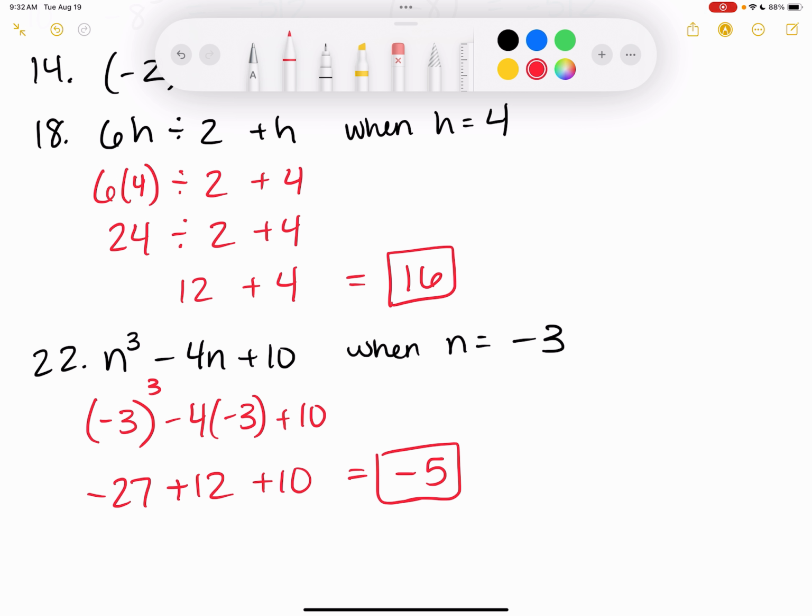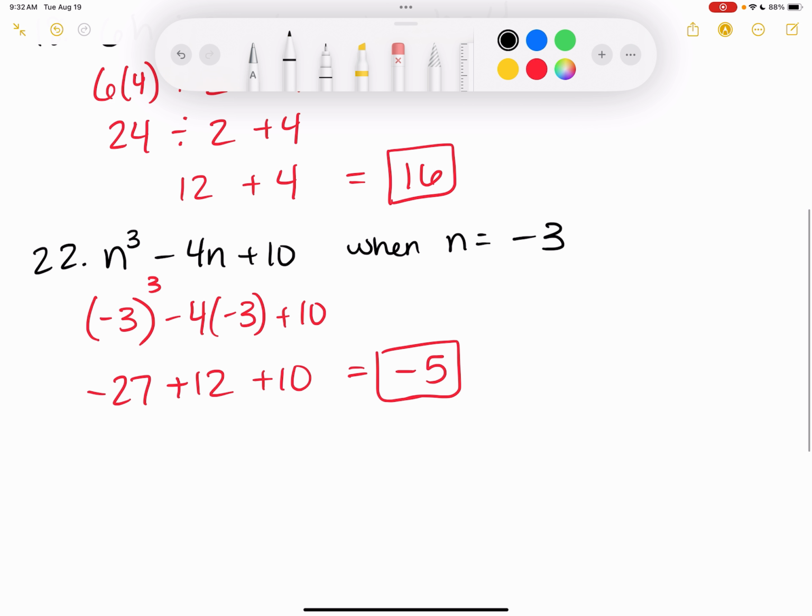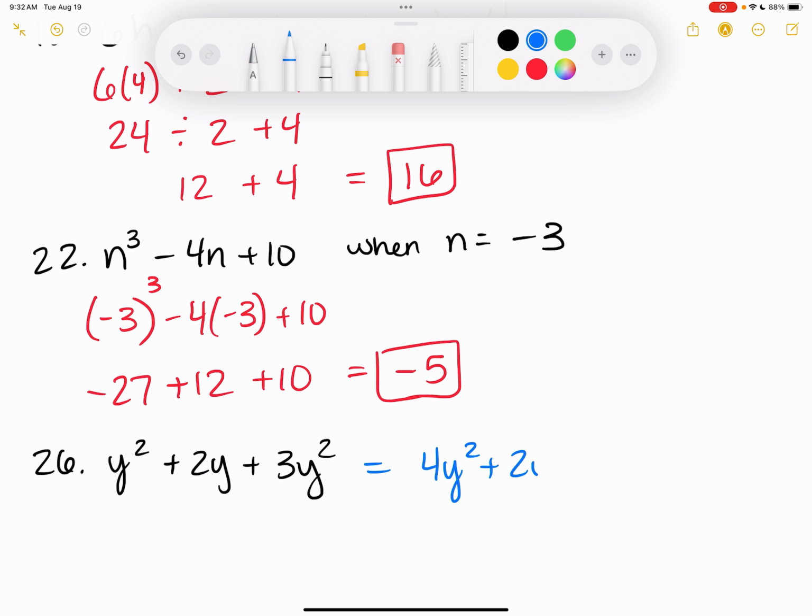All right. Simplify the expression. So this is just combine like terms and get it as simple as possible. So 2y squared plus 2y plus 3y squared. What am I going to get when I combine my like terms? 4y squared plus 2y. 4y squared plus 2y.